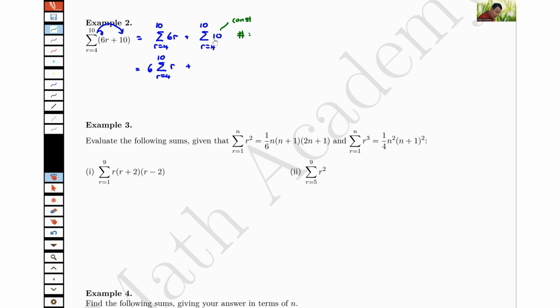Let's just count over here first. It's 10 minus 4 plus 1. Always upper minus the lower plus 1. So this gives me 7. Constant 10 times number of terms. So I expect this to be 10 times 7.